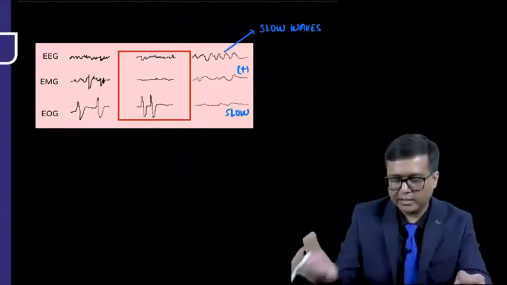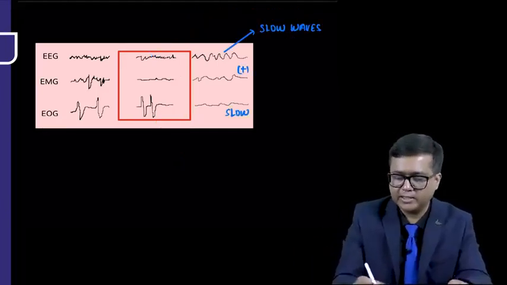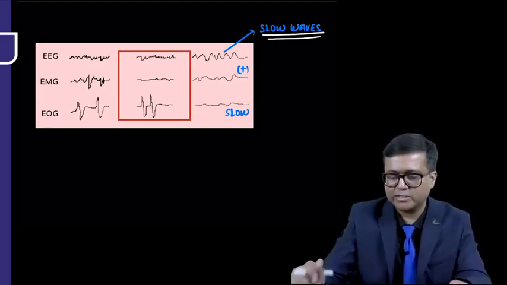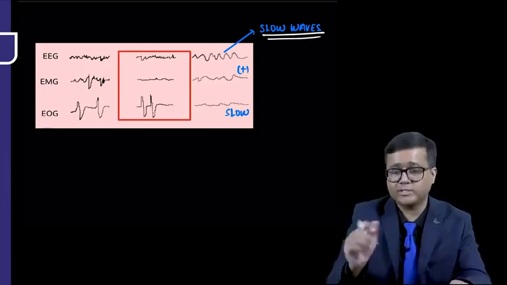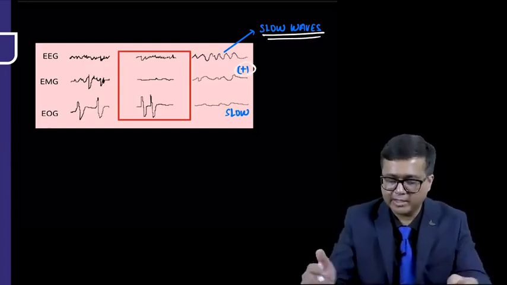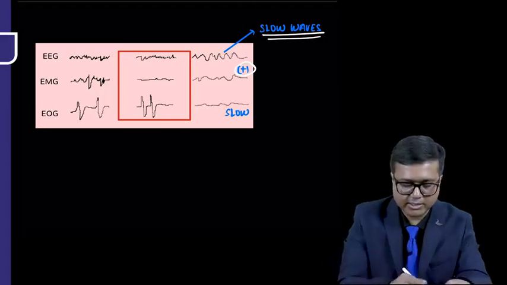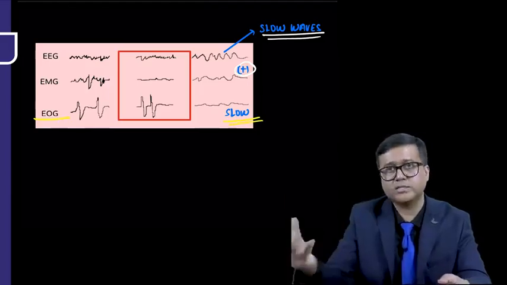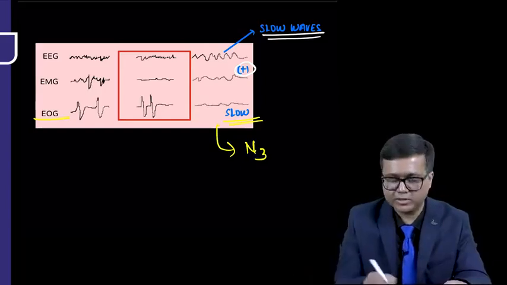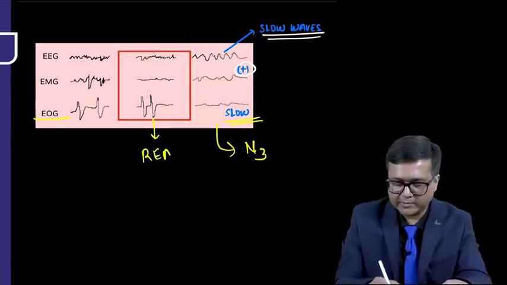Now if we look at the other stage, you can see slow waves. And in the EMG, you can appreciate muscle activities there. And the EOG in this stage is slow. So what is this stage? This is nothing but N3. So this is REM, this is N3.